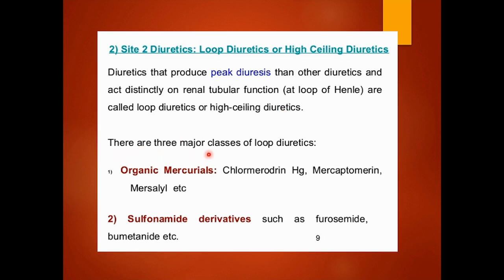There are 3 major classes of loop diuretics. Organic mercurials, examples chlormerodrin, mercaptomerin, etc. Sulfonamide derivatives such as furosemide, bumetanide, etc. And the third category, we have non-sulfonamide derivatives.